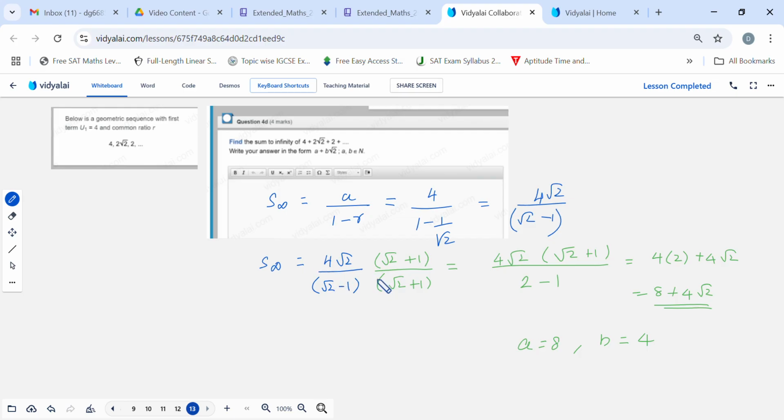Rationalizing, in the sense of multiplying numerator and denominator by root 2 plus 1, we get the numerator as 4 root 2 into root 2 plus 1, and the denominator as root 2 into root 2, which is 2, and negative root 2 and positive root 2 will cancel. Minus 1 into plus 1 is minus 1. So the denominator is 1. The numerator will multiply each and every term. So 4 root 2 into root 2 is 4 into 2, which is 8, and 4 root 2 into 1 is 4 root 2. Comparing, we get A as 8 and B as 4.